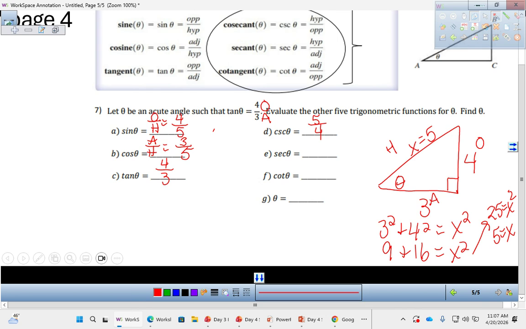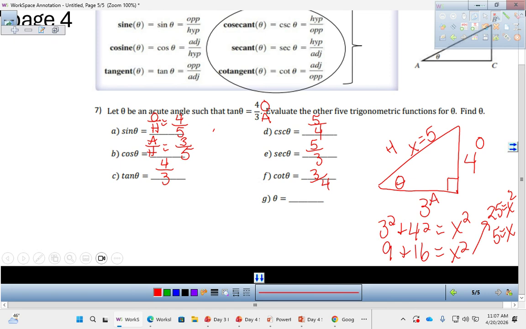Cosine is the reciprocal of secant. So if I want to find the reciprocal of that, I'm just going to take the existing fraction and flip it. And then finally, tangent's reciprocal is cotangent. And if I want to find the reciprocal, I just flip it. So you can find all 6 trig functions as long as you know 2 of the side legs.